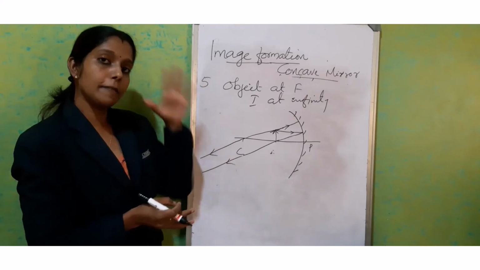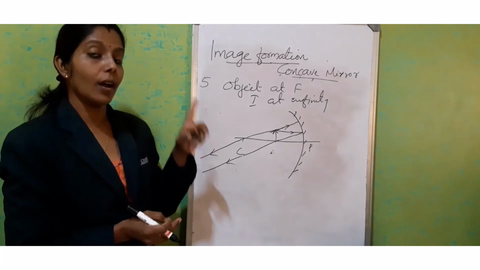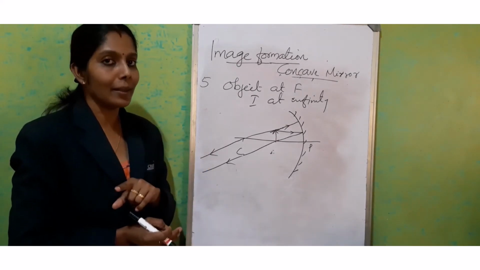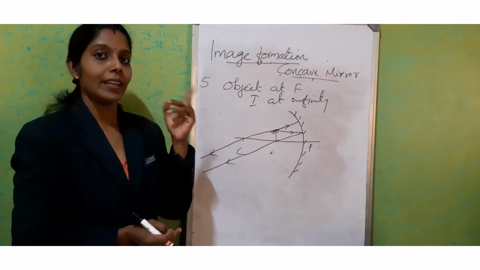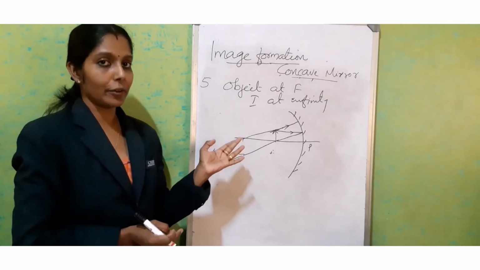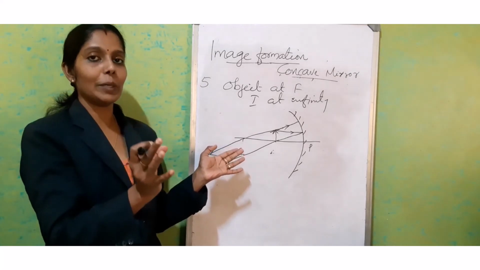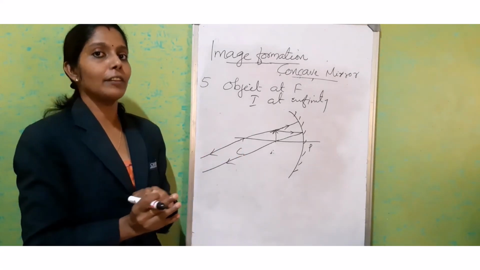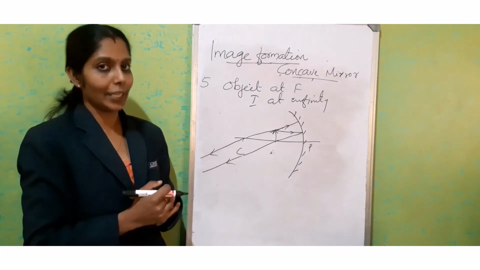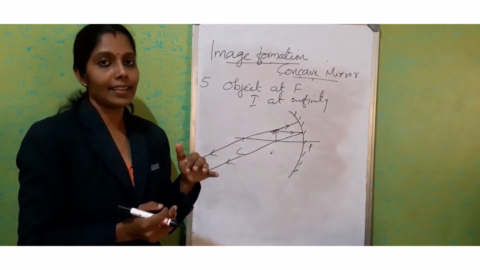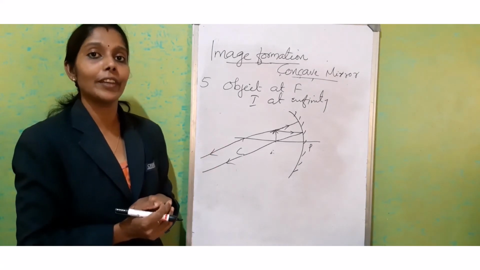If we recall from the first to fifth cases, we can find that in the first case the object was at infinity, we got the image at focus. Here, object at focus, image at infinity. Second case, object beyond center of curvature, we got the image between center of curvature and focus. When we see the fourth case, object between center of curvature and focus, image beyond center of curvature. And the next case, when the object was at center of curvature, we got the image also at center of curvature with the same size.